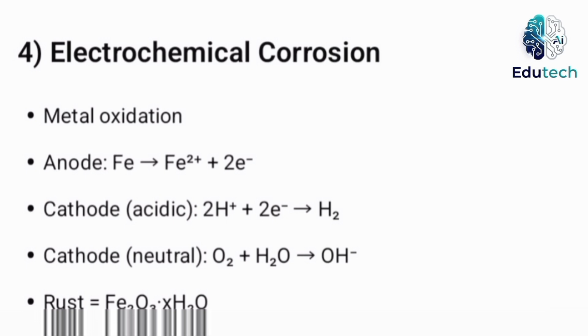In alkaline or neutral medium, oxygen participates in reduction. O2 plus 2H2O plus 4 electrons gives 4OH minus. The ferrous ions react with hydroxide ions to form hydrated ferric oxide Fe2O3.xH2O, commonly known as rust. Thus, corrosion is essentially a redox process involving metal oxidation.